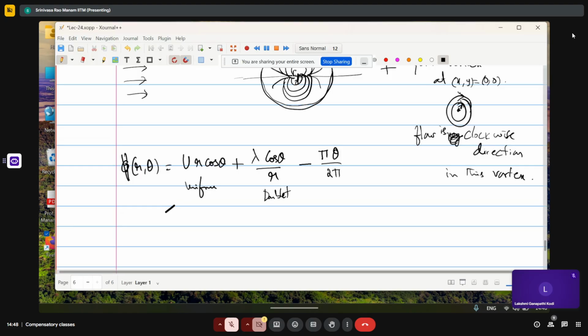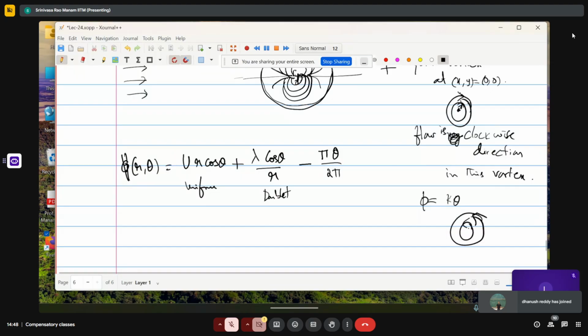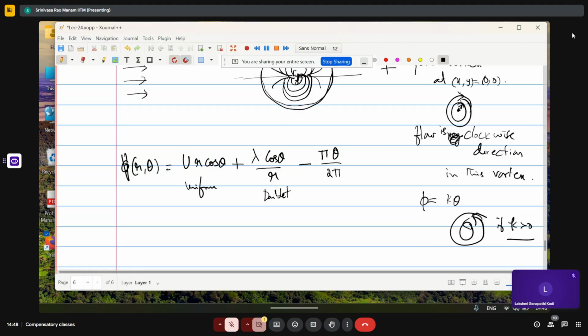Do you remember? K theta will give you basically vortex flow. K is positive, anti-clockwise vortex. This is the vortex you get. Phi equal to K theta will give you this direction of flow if K is positive. Now I have taken minus gamma, where gamma is positive, circulation is positive. So the minus sign will give me the opposite. So you have the opposite kind of vortex flow.